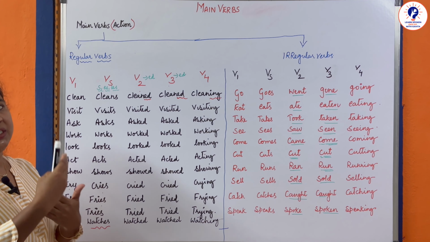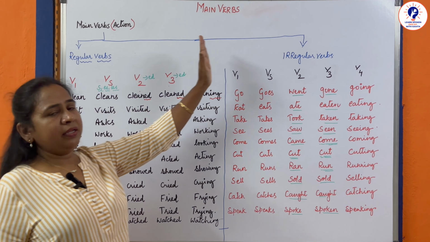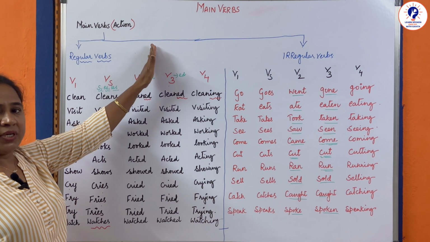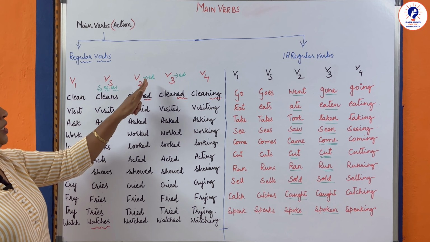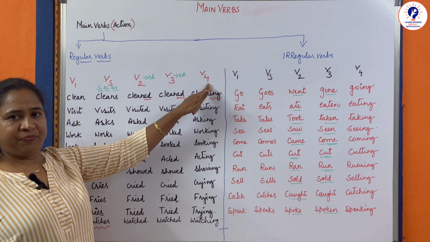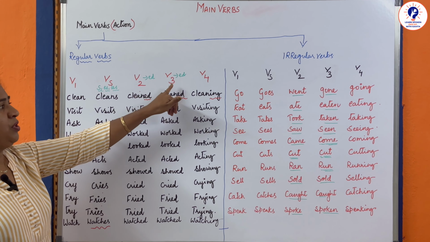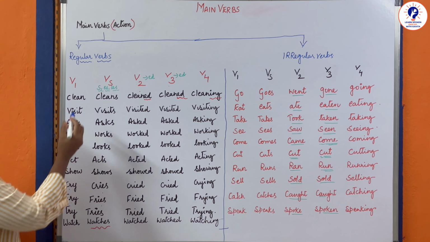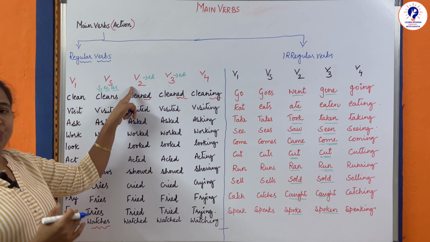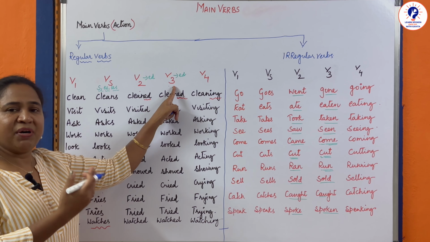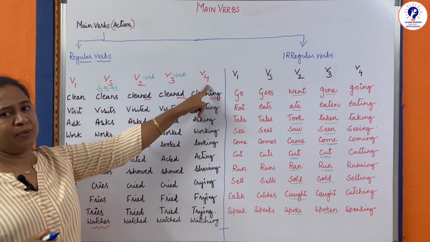Now let us see the different forms of verbs. Main verbs are divided into regular verbs and irregular verbs. Regular verbs are further divided into V1, Vs, V2, V3, V4. Don't get confused. V1 and Vs are used in the simple present tense. V2 is used in the past, V3 is used in the perfect tenses, and V4 in the continuous tenses. In detail, I am going to explain in future classes.